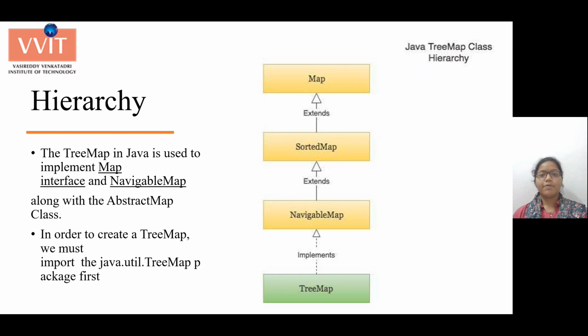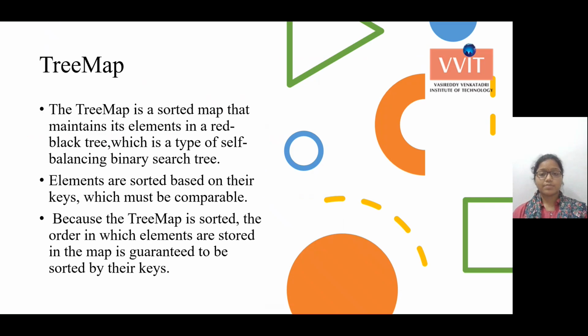As I said before, Map belongs to the java.util package, so in order to create a TreeMap, we need to import the java.util.TreeMap package and then perform all the operations on key-value pairs. So what is a TreeMap and how is it implemented? The TreeMap is implemented using a red-black tree. A red-black tree is a type of self-balancing binary search tree, which is used to store these key-value pairs.